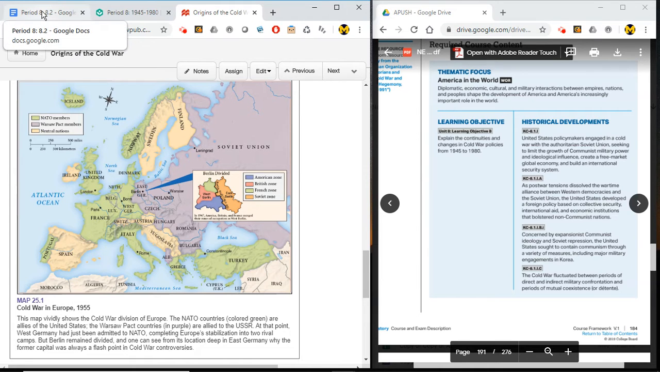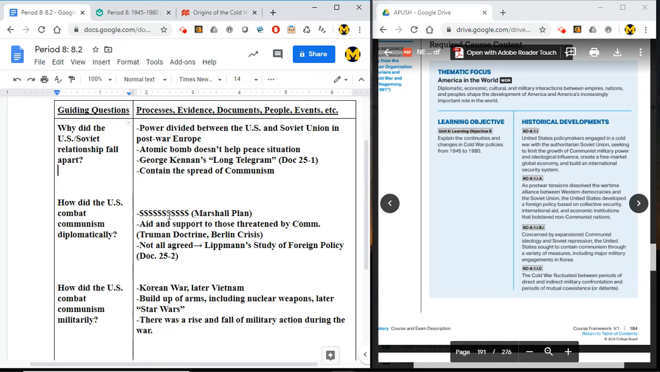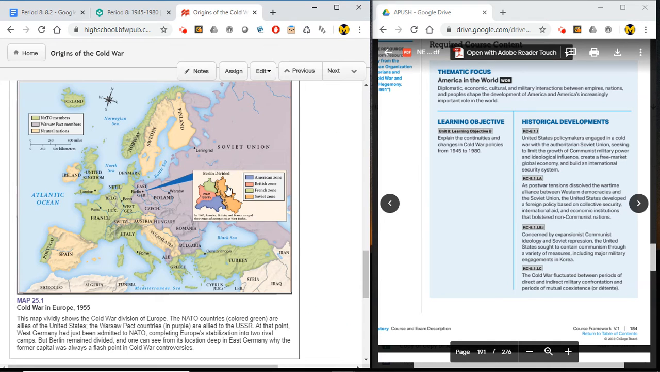And so when the war ends, both sides are trying to gain power and influence over their respective areas and the areas in the middle of Europe. Really, the city of Berlin, if you see here, is a microcosm of what was going on in the world. Berlin, the capital of Germany, was divided east and west. East Berlin was administered by the Soviets, and West Berlin was administered by the US and its allies, the British and the French.